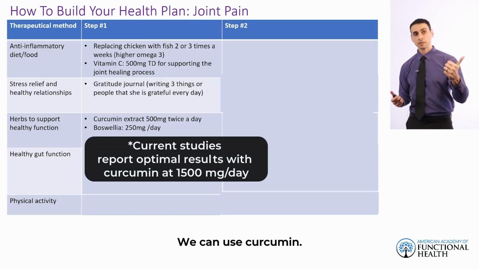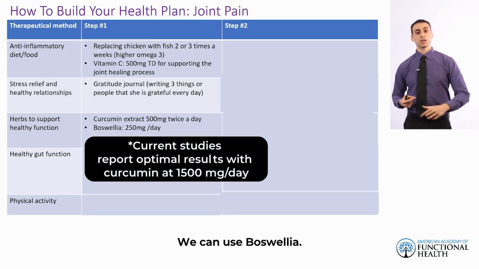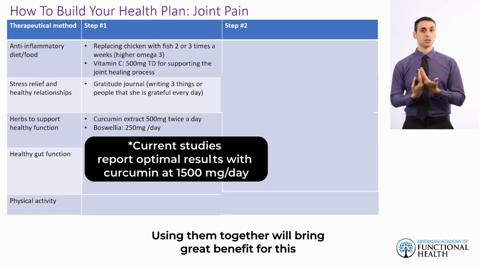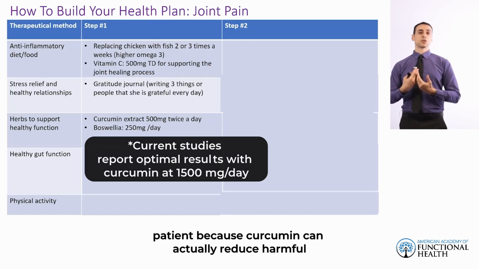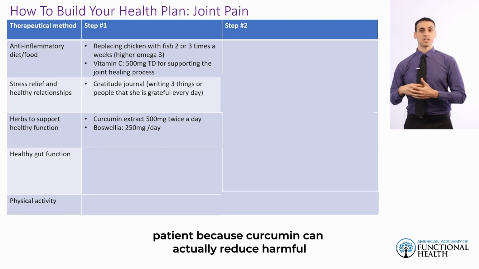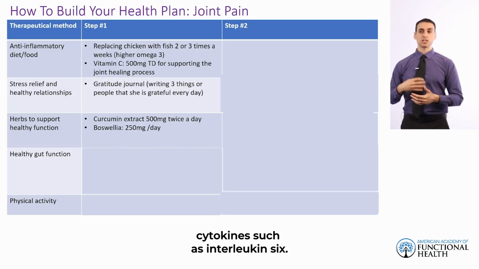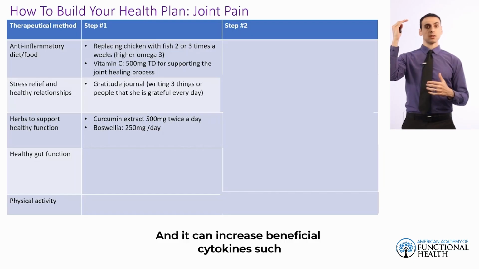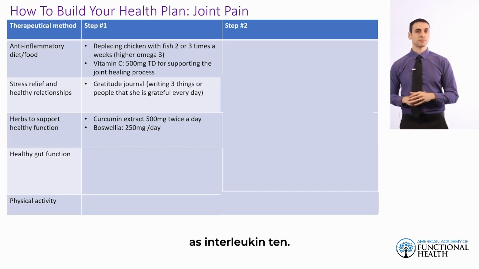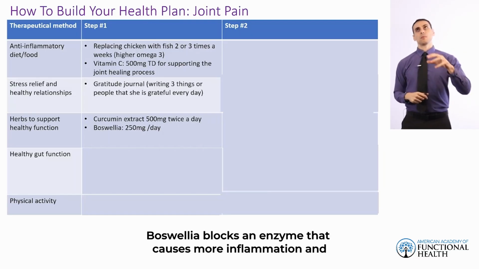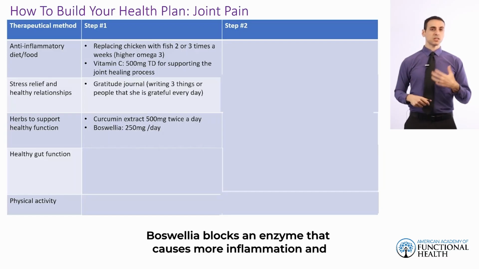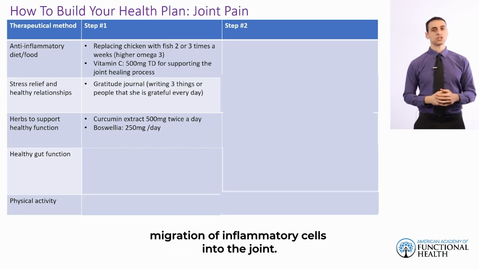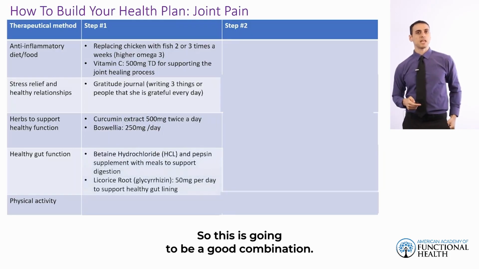Which herbs will we use with this patient, right? We can use curcumin, we can use Boswellia. Using them together will bring great benefit for this patient, because curcumin can actually reduce harmful cytokines such as interleukin-6, and it can increase beneficial cytokines such as interleukin-10. Boswellia blocks an enzyme that causes more inflammation and migration of inflammatory cells into the joint, so this is going to be a good combination.